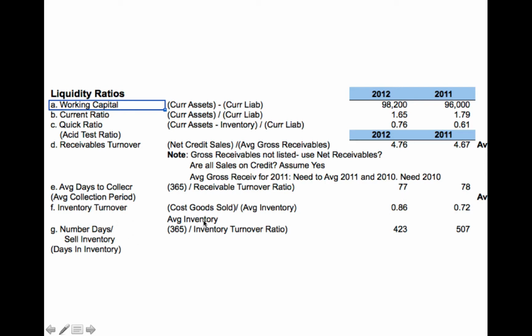Inventory turnover looks at cost of goods sold divided by your average inventory. And again, we want a lot of sales and cost of goods sold in the numerator. We want to minimize the inventory in the denominator. A high ratio is better.